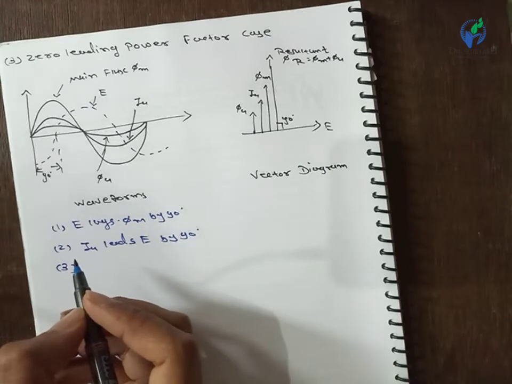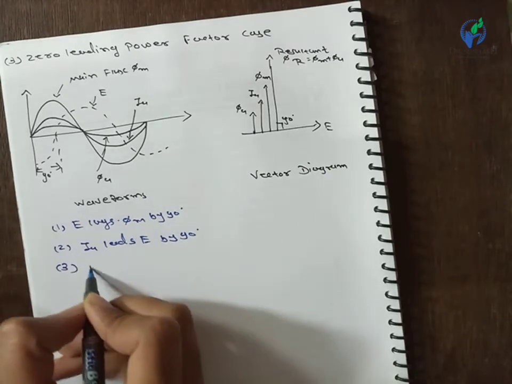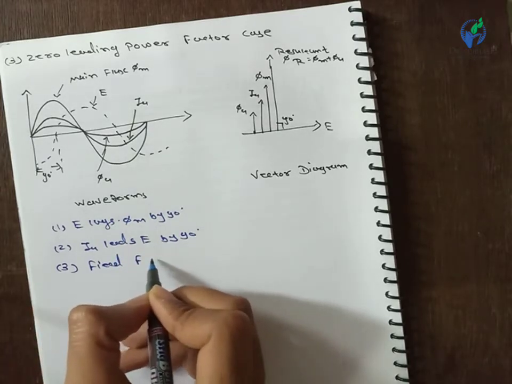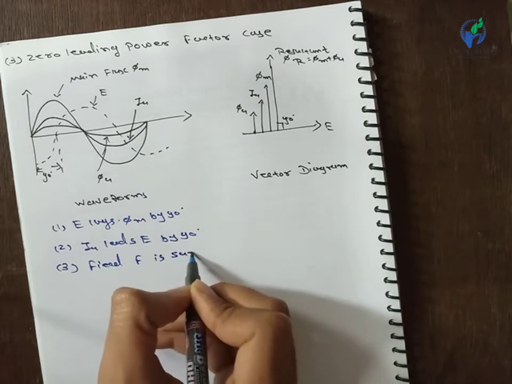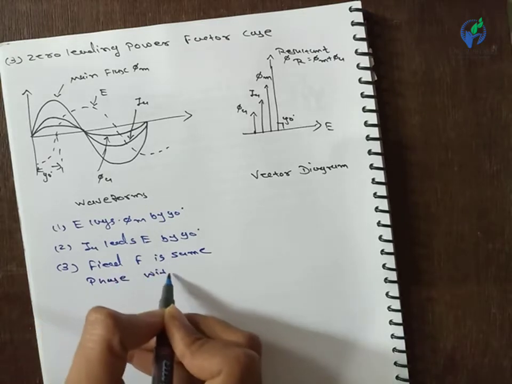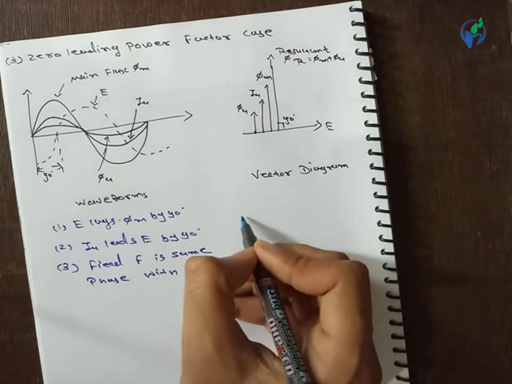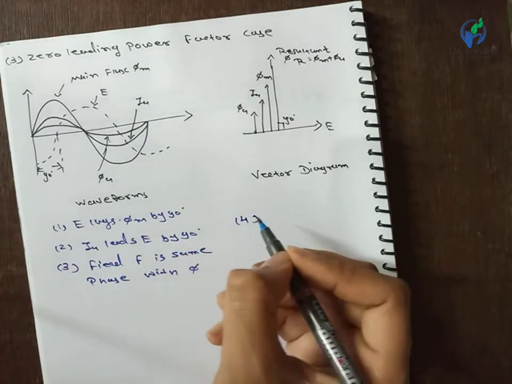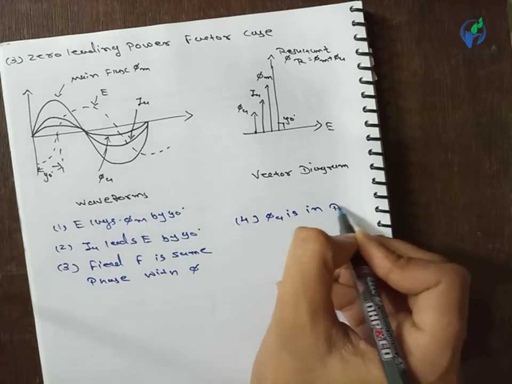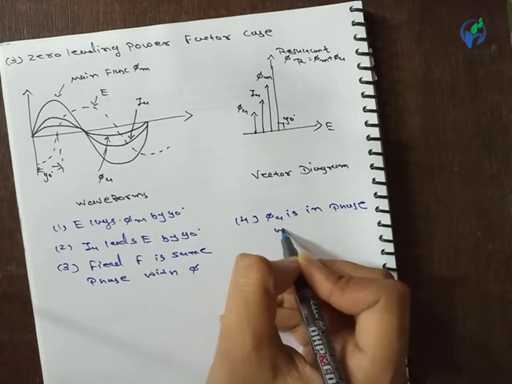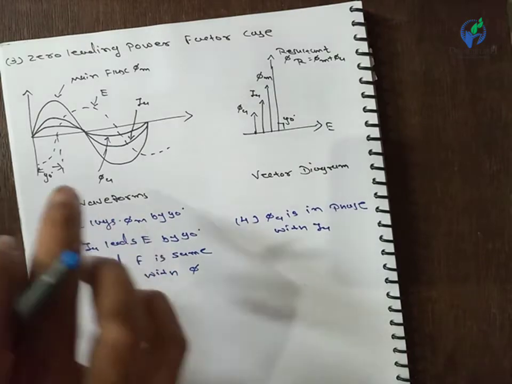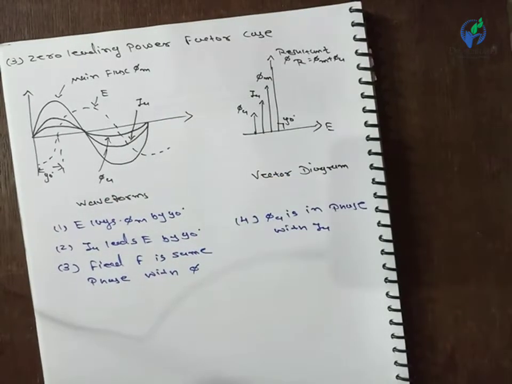The third point is that the field F is in the same phase as flux phi. The fourth point is that flux phi A is in phase with armature current IA. These relations are also shown in the waveform and vector diagram.